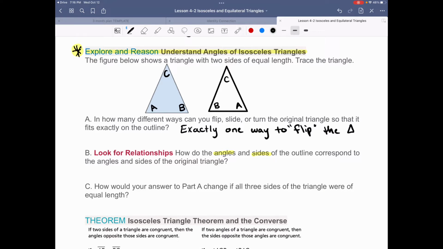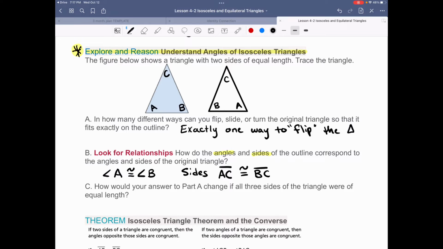Well, angle A is congruent to angle B, right? Because they line up on each other. And sides, and we show that with a line on top of the letters, sides, not AB, but AC, are congruent to each other. So side AC is congruent to BC.